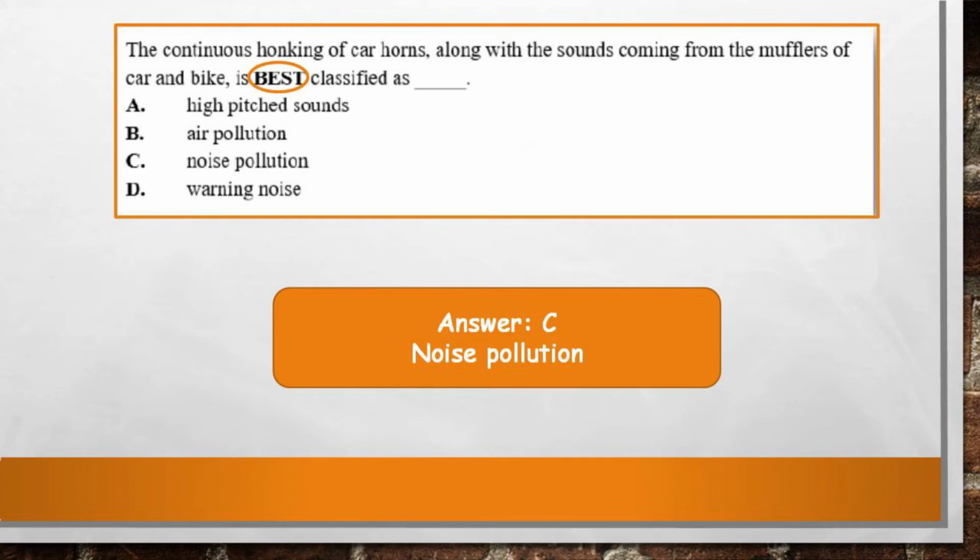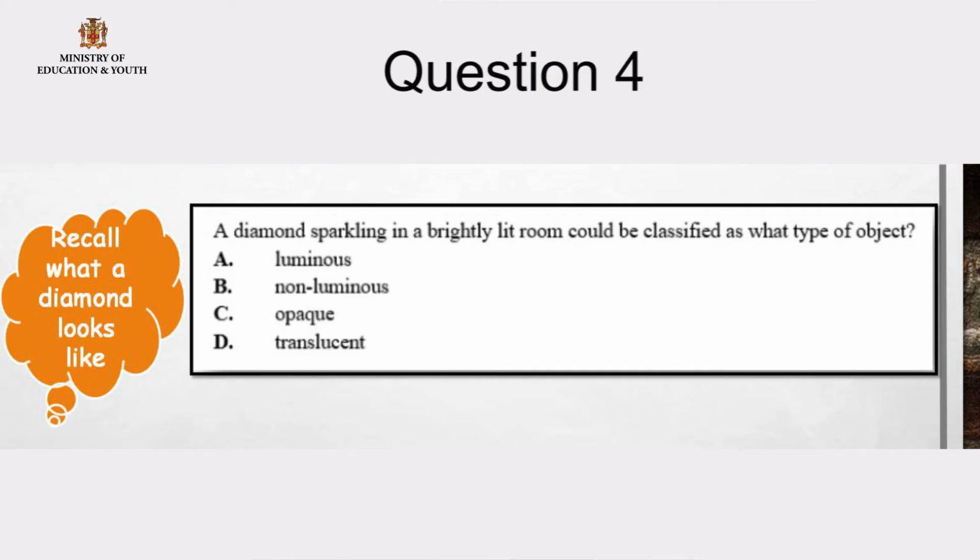Great. A diamond sparkling in a brightly lit room could be classified as what type of object? Now, before we even start to look at our answers, it would be good to remind ourselves what a diamond looks like.